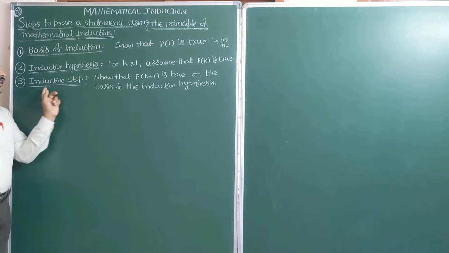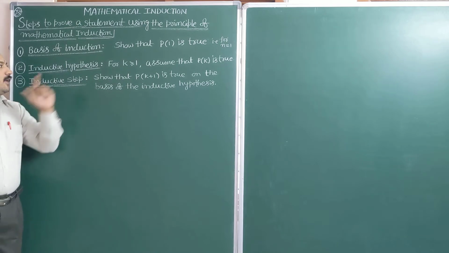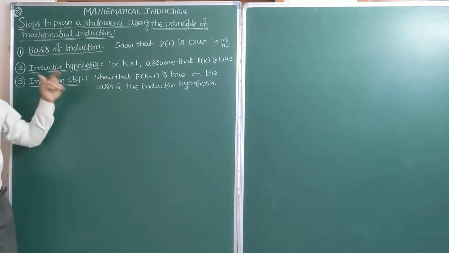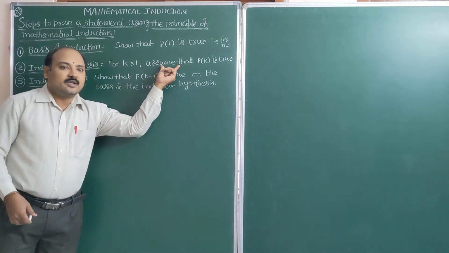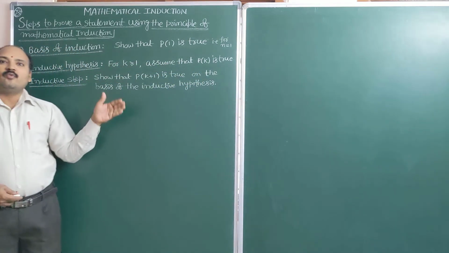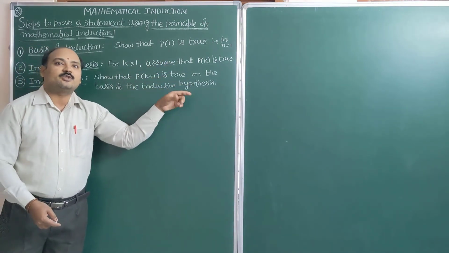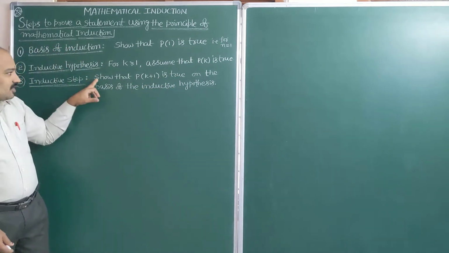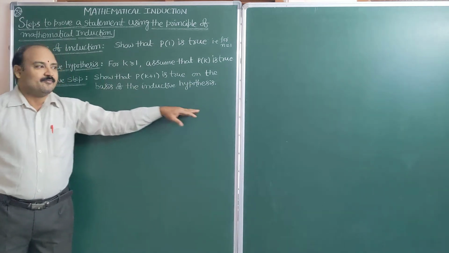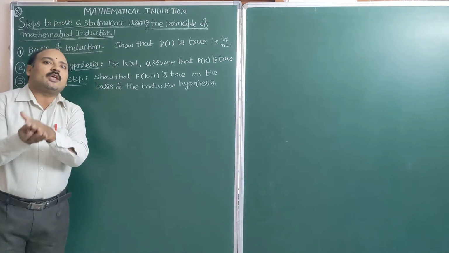The third one is the inductive step. What is the difference between inductive hypothesis and inductive step? In the inductive hypothesis, we are assuming that the statement is true. In the inductive step, we are going to prove the given statement. Here we already assumed that it is true for n equal to k. In this third step, the inductive step, we are going to prove the given statement true for n equal to k plus 1. That means P of k plus 1 or S of k plus 1 is true. Show that P of k plus 1 is true on the basis of the inductive hypothesis. Here we assume that it is true for n equal to k, and here we are going to prove it for n equal to k plus 1.